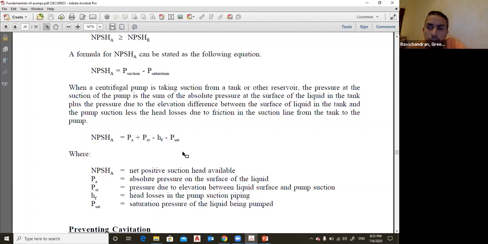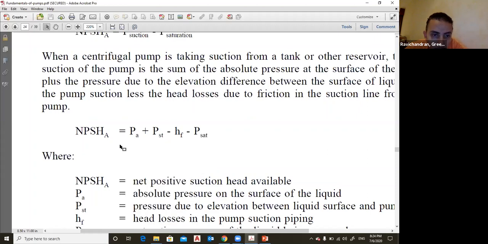Maybe you need to change the unit, or multiply by gamma to change from head form to pressure form, or from pressure form to head form, because this equation is the same as the equation in head form. This equation is exactly similar to: H atmospheric, H static, H losses, H saturation.